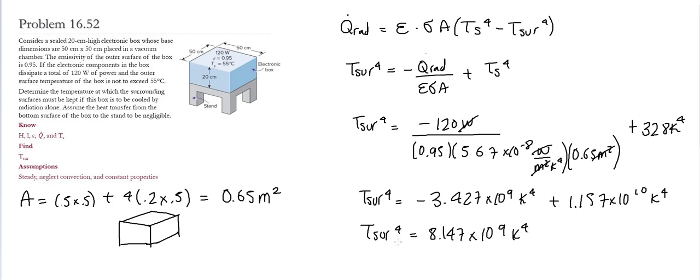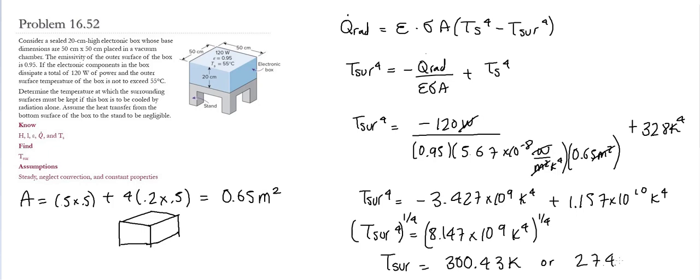Now to get the value of the actual temperature, we're going to take both sides and raise them to the power of 1/4, so that the 1/4 and the fourth cancel. So T surrounding simply becomes 300.43 Kelvin. Or if we write it in Celsius, this is going to be 27.43 Celsius. Please remember that when we are doing radiation, you always have to do it in Kelvin. And notice, since I'm looking for a temperature to the fourth, I did the substitution at the end just to avoid any issues with algebra.